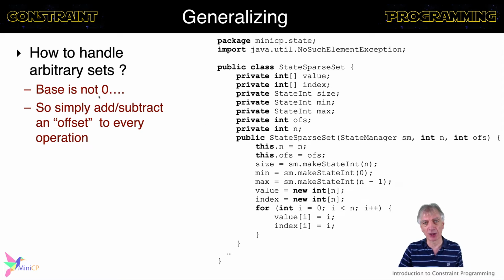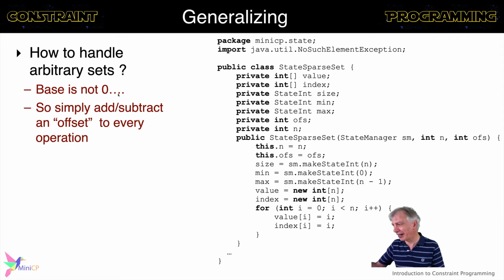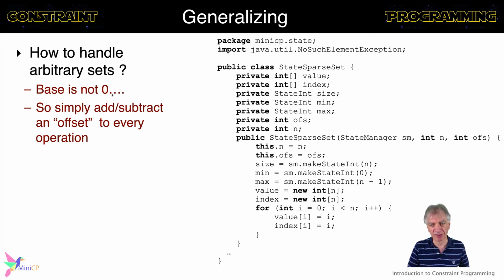If my domain is not from 0 to n-1, let's say it is from 10 to 20, I'm going to use an offset of 10. And that offset is going to tell me, hey, I'm going to represent my values from 0 to 10, but I have an offset of 10 that I have to add to every element if I want to enumerate all the values in the domain, or if I want to query what they are. This offset is going to be very, very useful.